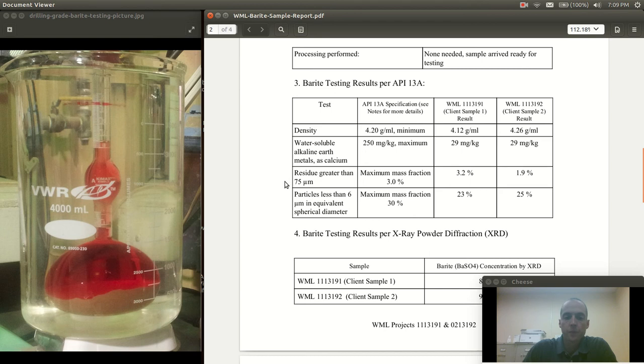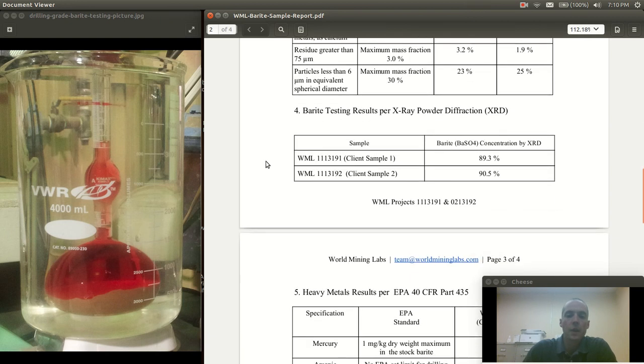The last two analyses are a sizing analysis. One is that any residue should be smaller than 75 microns. And then the other one is any particles less than 6 microns. So basically this is making sure that the barite isn't too fine. And these sizing measurements can vary somewhat on the way that the barite is milled. And so you see our sample results here.